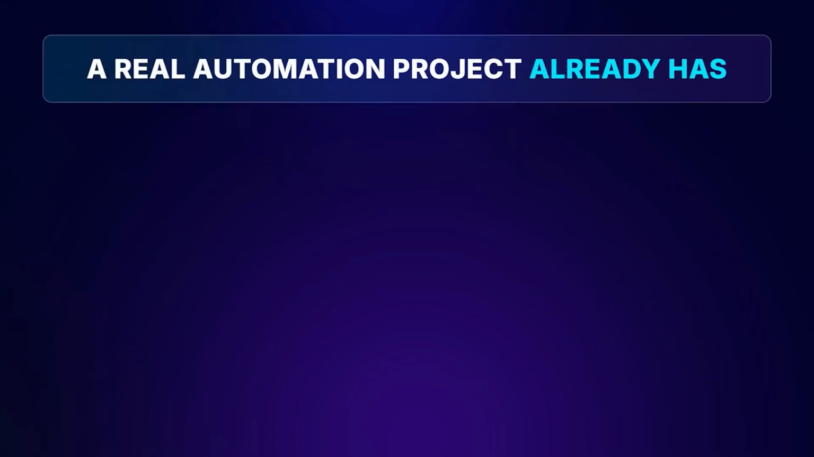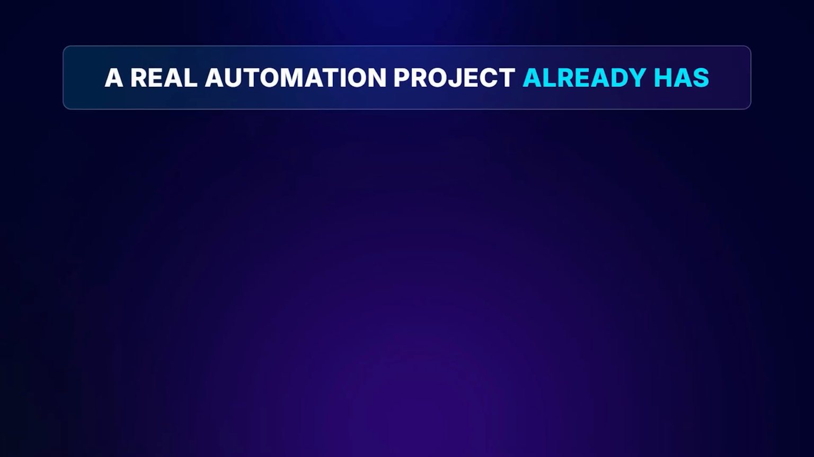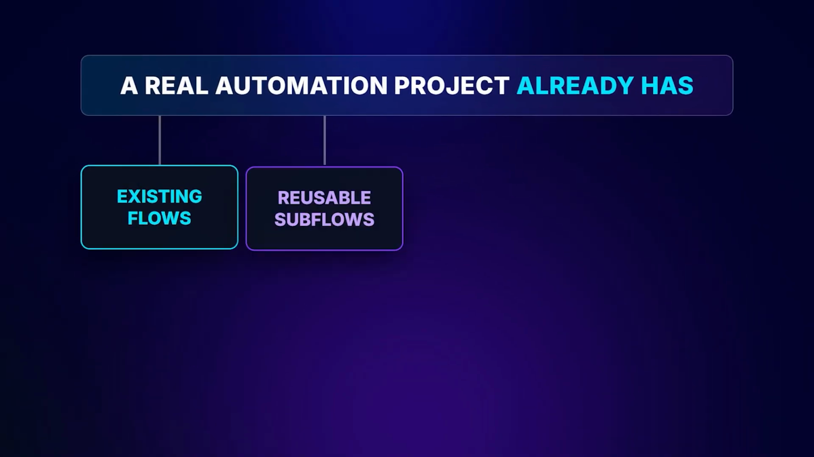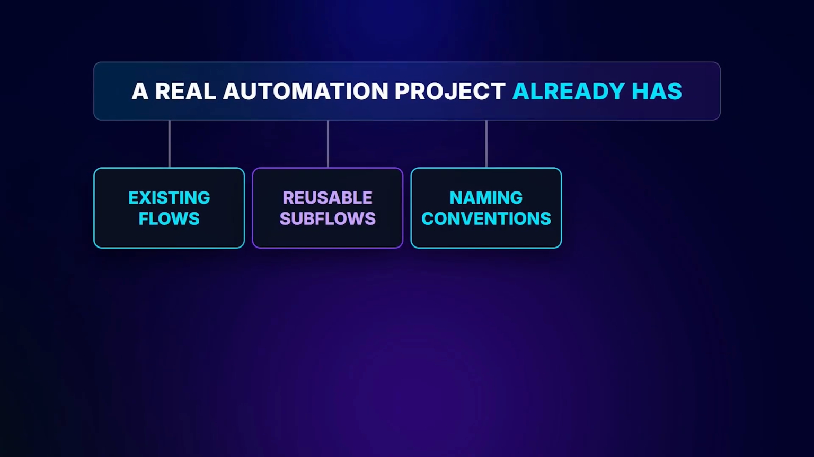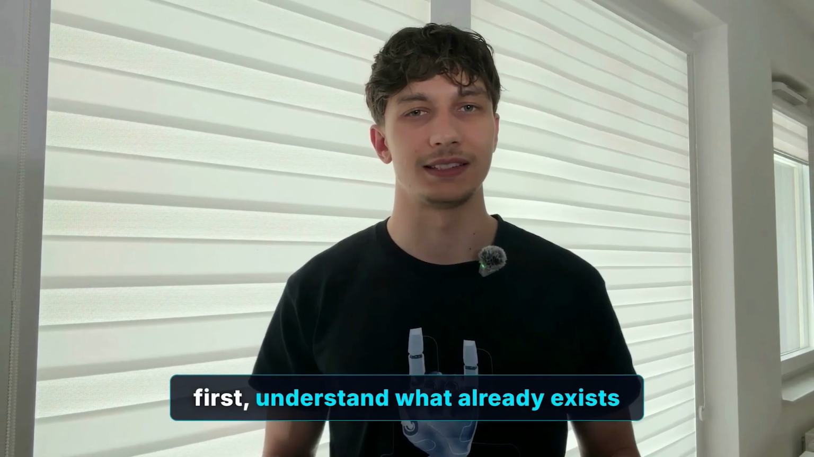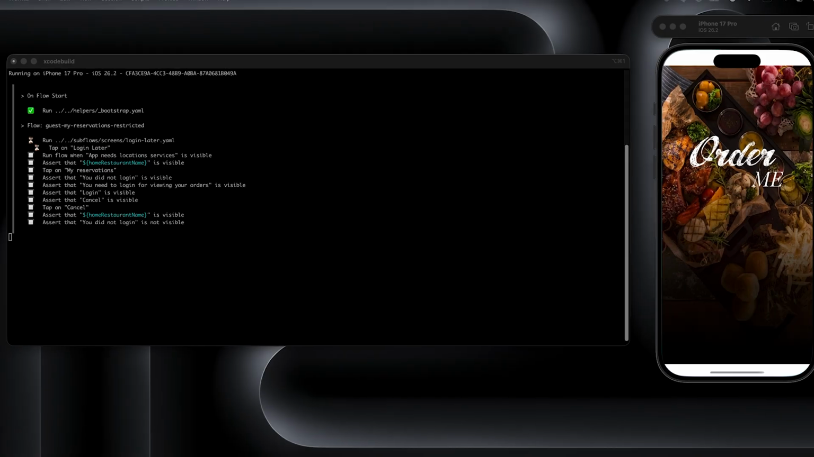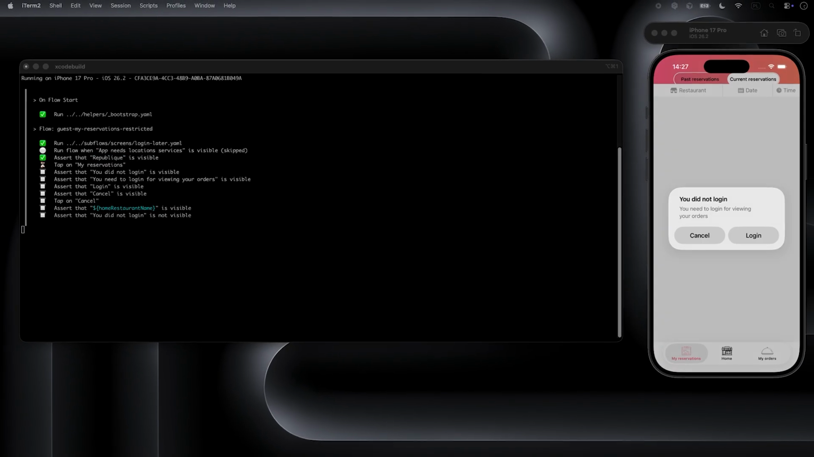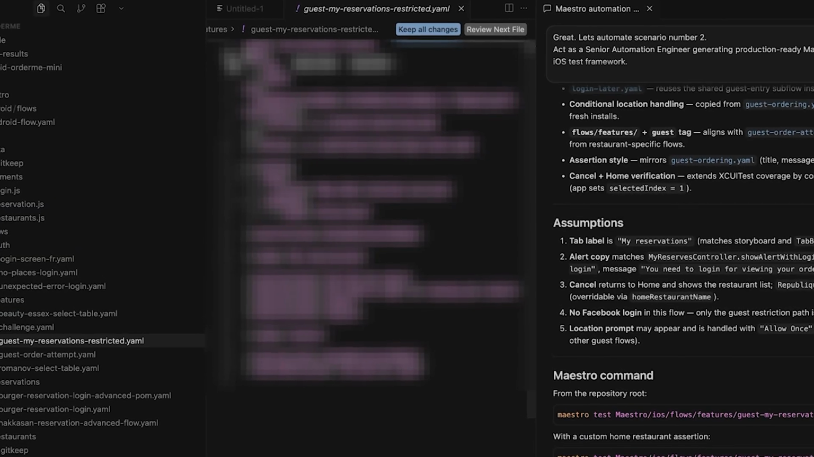But a real automation project already has coverage. Existing flows, reusable subflows, naming conventions, architecture decisions. So before we ask AI to generate another test, we need to ask it to understand what already exists. In this video, I'll show you how to use AI as an automation analysis assistant to find the scenarios actually worth testing before you generate a single line of YAML.